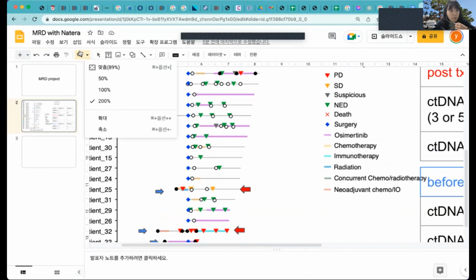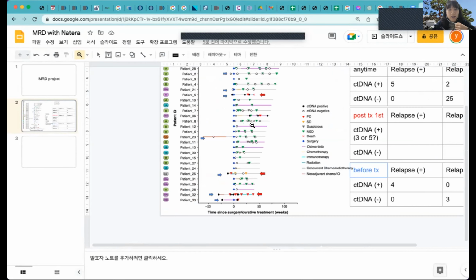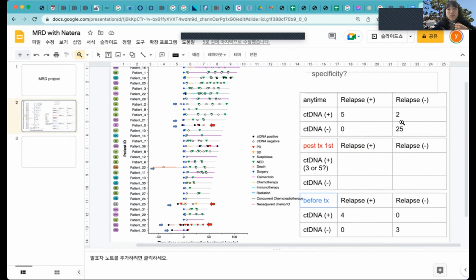Okay. Thanks. I think I can confirm contingency tables for these three categories and describe the results and discuss. Very good. Thanks for your input.